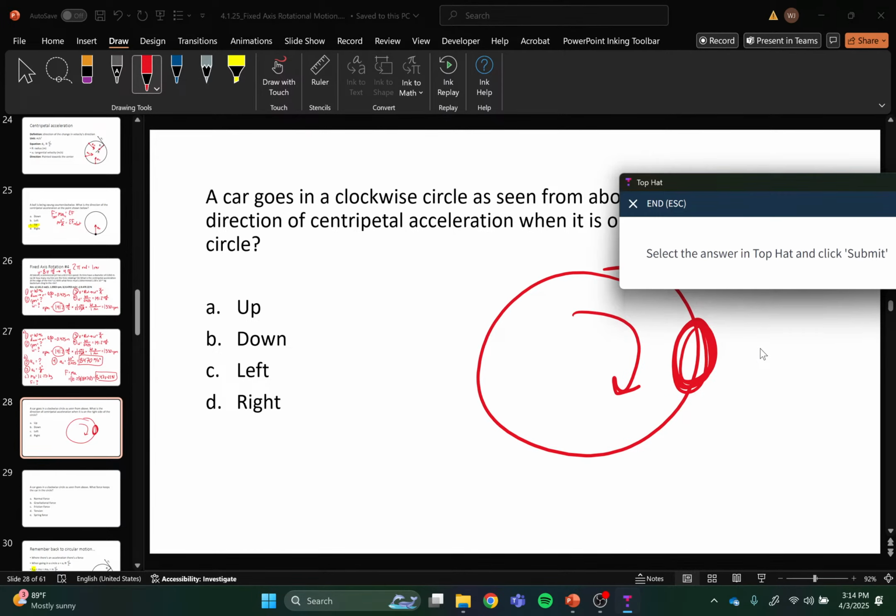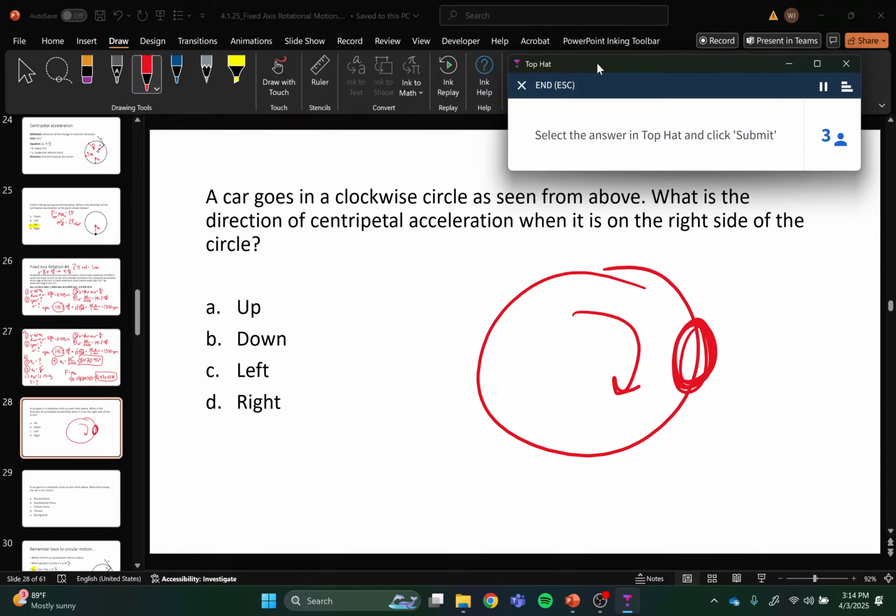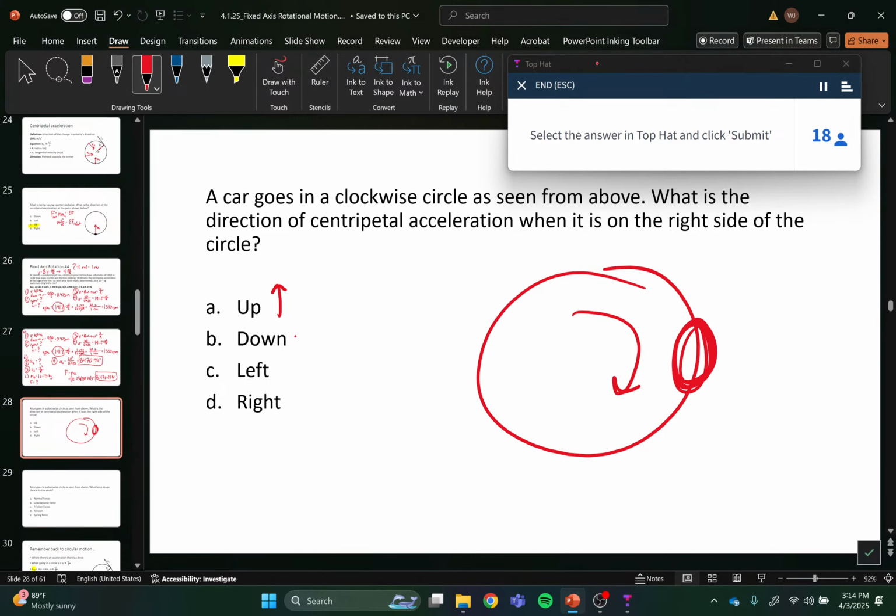What's the direction of centripetal acceleration? We just calculated centripetal acceleration. Let's see if y'all remember the direction of it. When the car is on the right side, is the centripetal acceleration up, down, left, or right? And I'll even draw little arrows. Up means up, down means down, left means left, right means right. Means exactly what you probably want it to be.